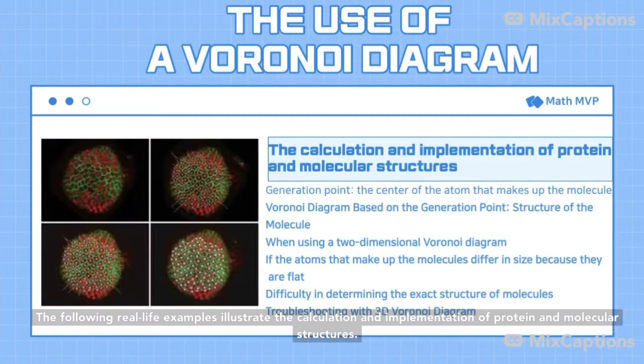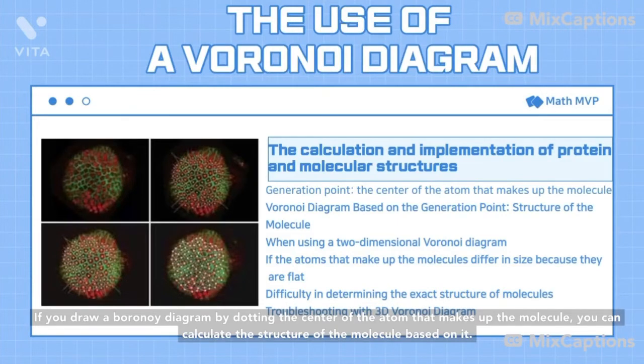The following real-life examples illustrate the calculation and implementation of protein and molecular structures. If you draw a Voronoi diagram by dotting the center of the atom that makes up the molecule, you can calculate the structure of the molecule based on it.